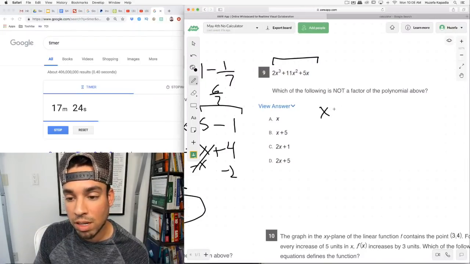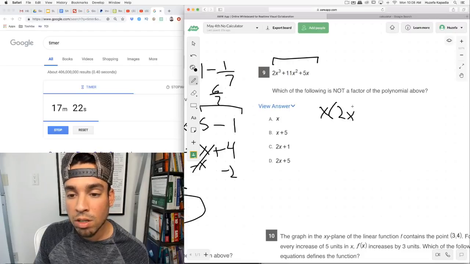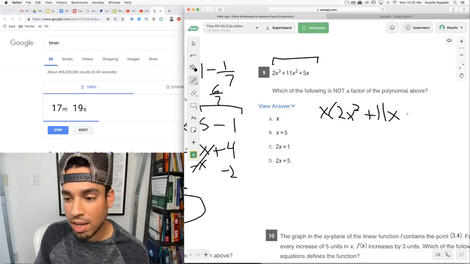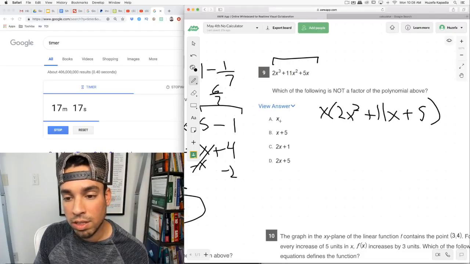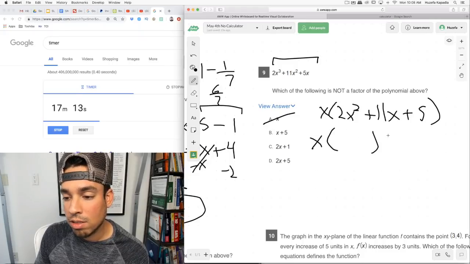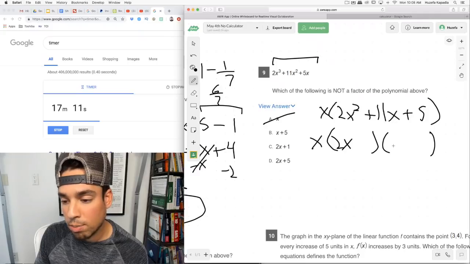First, what I'm going to do is factor out an x. You get 2x squared plus 11x plus 5. Okay, so clearly x is a factor. Next, let's factor this guy, and we get, I know I got 2x multiplying x.